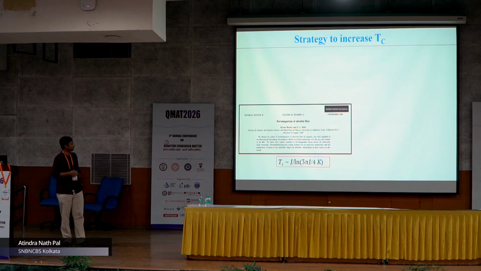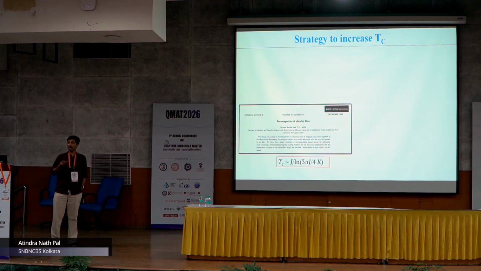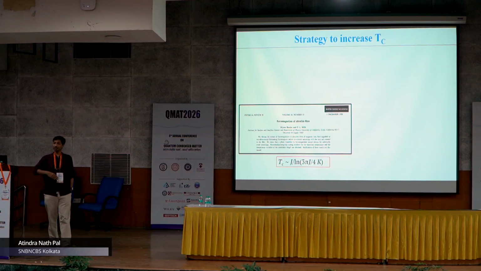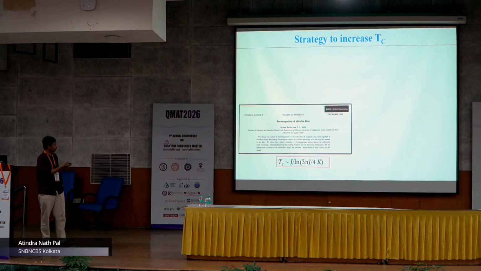In the 3D limit you get a TC of around 1000 Kelvin for iron or any typical ferromagnet, which you can determine only through the exchange interaction coefficient J, right? But whenever you make a thin film, the magnetocrystalline anisotropy plays a role, and this K comes into the picture. Then the TC is reduced by an equation like this, J divided by the log of 3 pi by 4K.